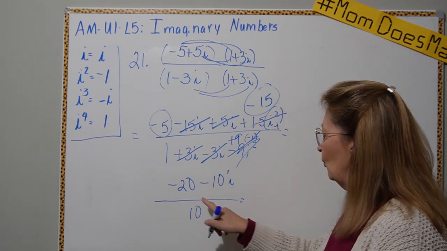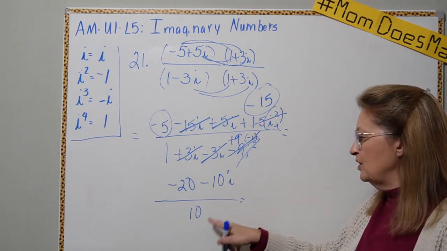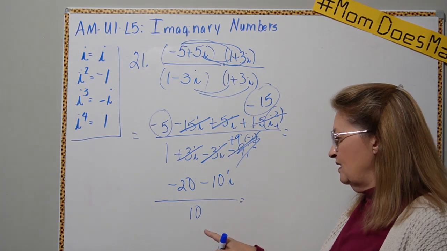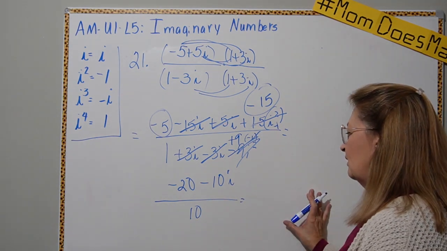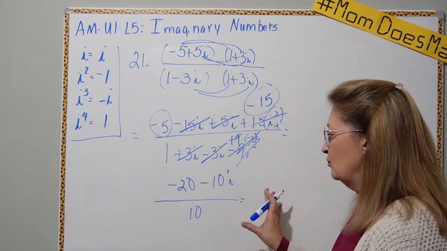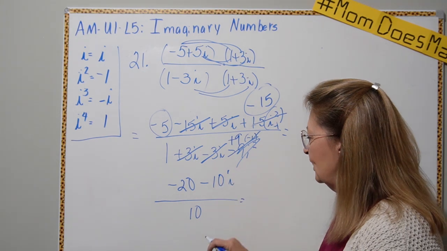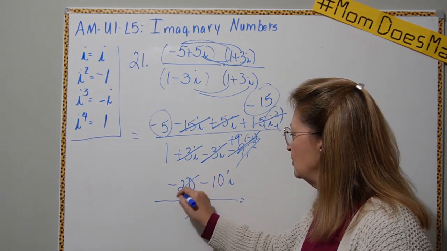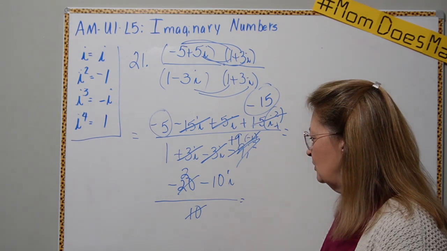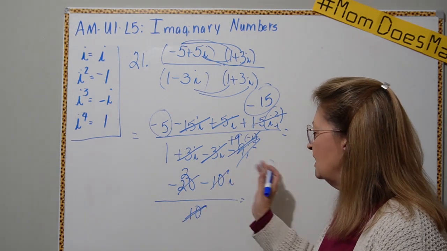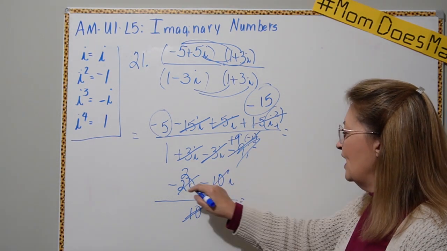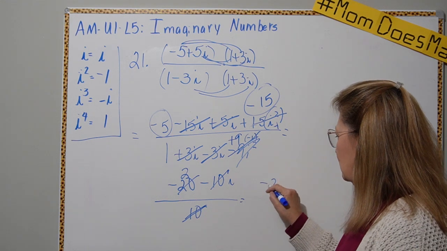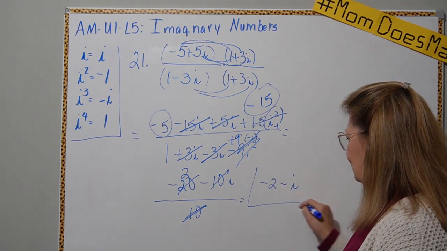Okay? And once again, we need to reduce. 10 will go into both of these. So we can factor out a greatest common factor and then reduce, or we can do it right here since it goes into both of these. All right, 10 will go into 20 and leave me 2. 10 will go into 10 and just leave me 1. So now I have -2 minus i.